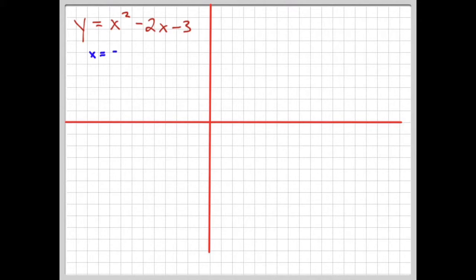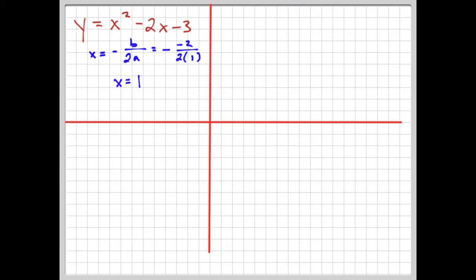Negative b over 2a. Okay, so what's b in this case? Negative 2. What's a? 1. So what do we get when we simplify that? X equals 1. That's our axis of symmetry. Everybody okay with that? So we can draw our axis of symmetry.